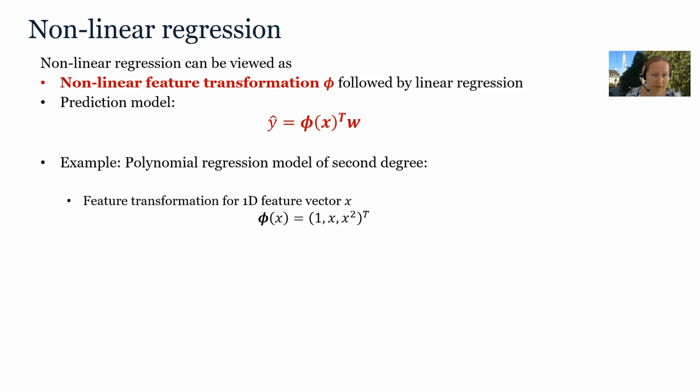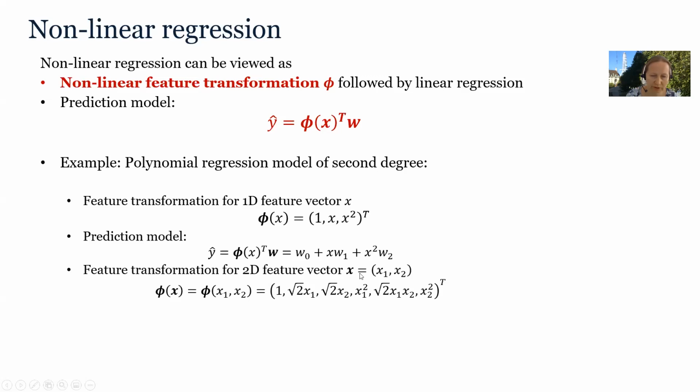Let's look at the example of polynomial regression of second degree. So we already know what the feature transformation looks like for a one-dimensional feature vector x. The transformed vector phi(x) will be the vector 1, x, and x squared. And then we can calculate the prediction model, which is phi(x) transpose times w. And we see that we arrive at the equation of the polynomial model of second degree.